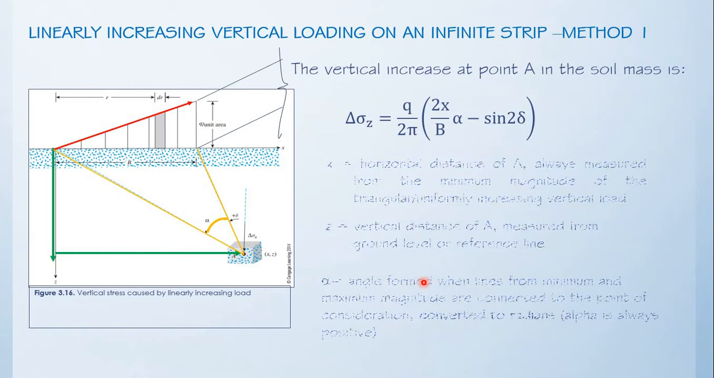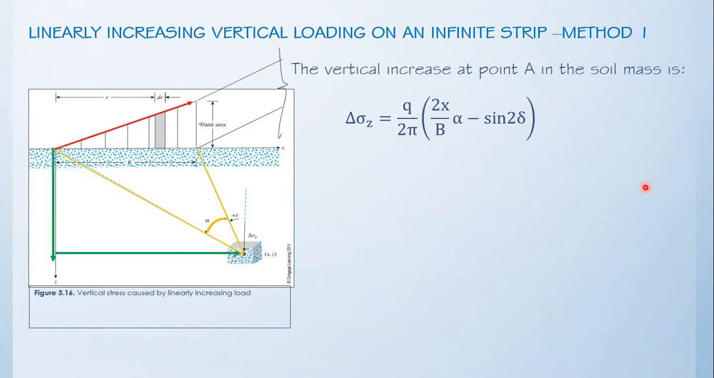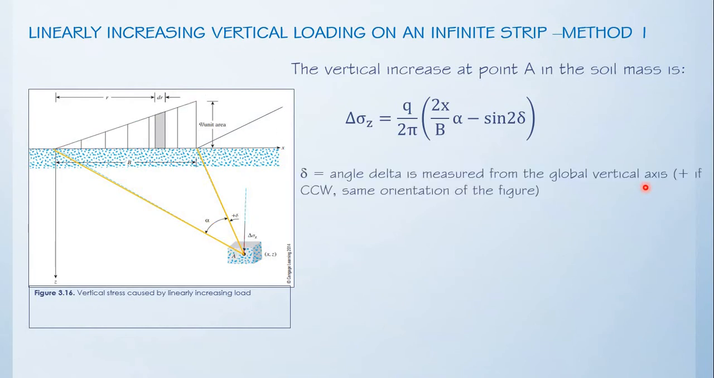Next parameter is delta. Angle delta is measured from the global vertical axis. That is our global vertical axis. And it is positive if it is counterclockwise, considering the orientation presented in this figure. So if it is counterclockwise, it is positive. Now, what if the loading has a different orientation?